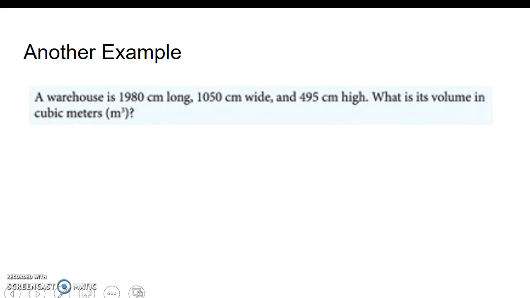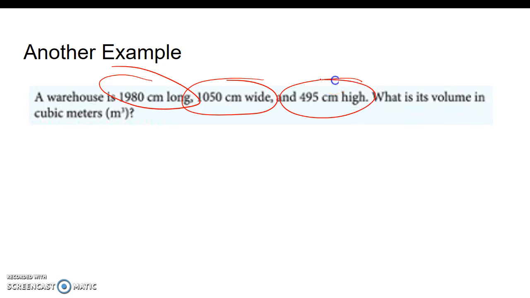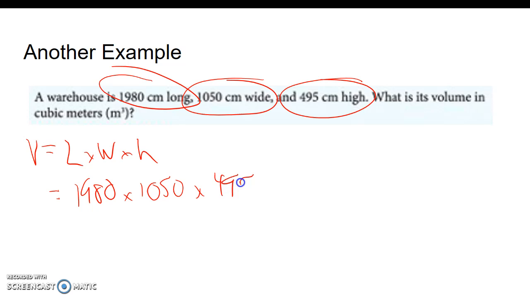We got a warehouse that's 1,980 centimeters long, 1,050 centimeters wide, and 495 centimeters high. What is the volume? Volume is length times width times height. So we take our length of 1,980, we multiply it by our width of 1,050 and by 495. We punch those numbers into our calculator, and we get an extremely large number, 1,029,105,000. Now this is all in centimeters, so we'll go centimeters cubed.